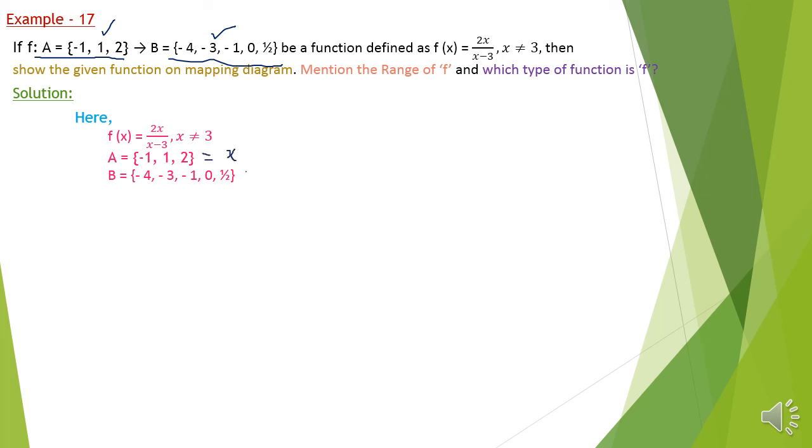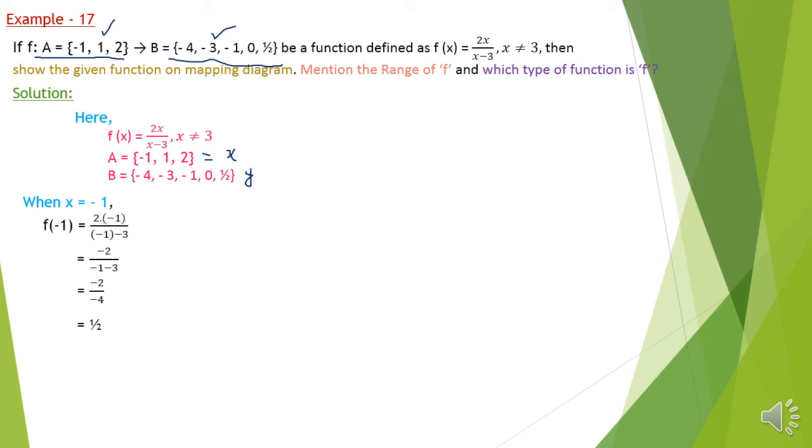And which x is mapped to which y? First, we have to find it. So when x is equal to minus 1, as we have our function f(x) is equal to 2x squared minus x, x is replaced by minus 1. So we will get our value minus 2 minus 1, which is minus 3 by 2.